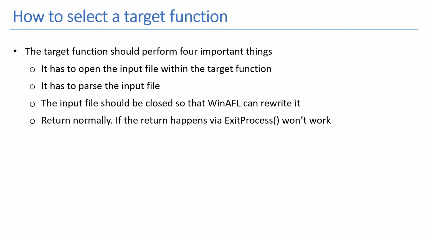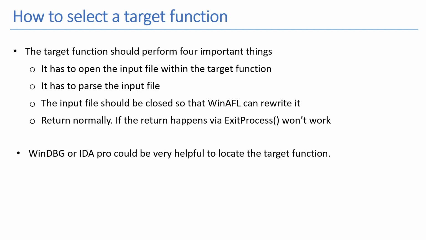Let's look at how to select a target function. We can give any function name or its offset as a target to the fuzzer. But the function should have the capability to open the input file within the target function, and it has to parse the input file so that we can measure coverage of file parsing. It has to close the file. This is important because if the input file is not closed, WinAFL won't be able to rewrite it, and it has to return normally. We can calculate the offset of the target function using WinDbg.